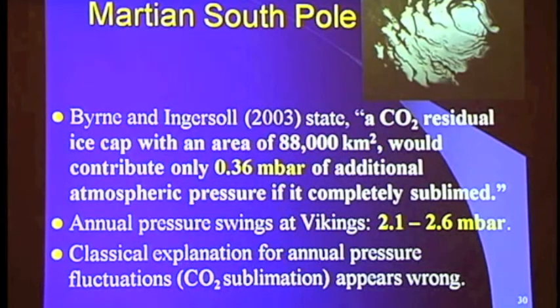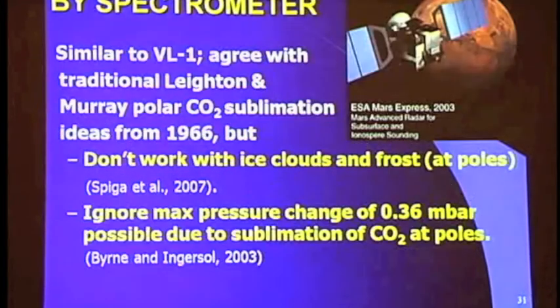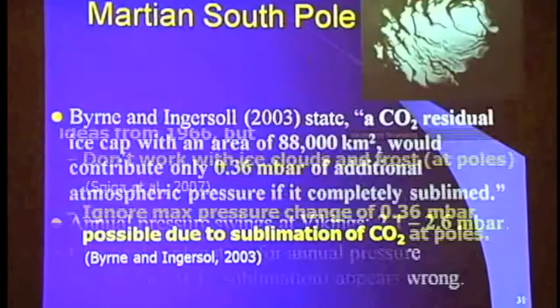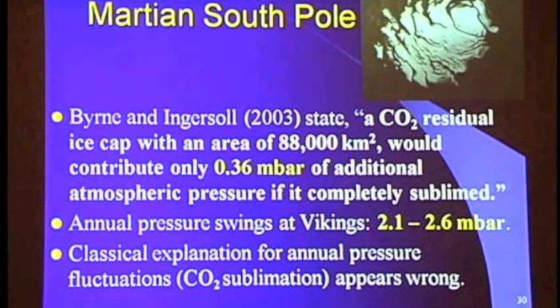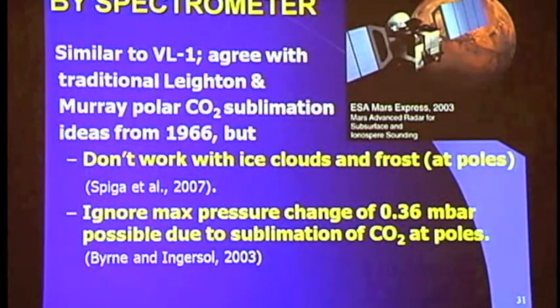Okay. So it appears the classical explanation of the Leighton-Murray model of '66 is wrong, which I'm going to talk about next. Pressure can be derived by spectroscopy, supposedly. The European Space Agency sent a mission to do that, Mars Express Orbiter. Now the data is going to agree with the Leighton-Murray data, the Viking curves, even though the pressure swings shouldn't be possible. But the technique will not work if you have ice clouds and frost, such as at both poles, and once again it ignores that you can't have those pressure swings.